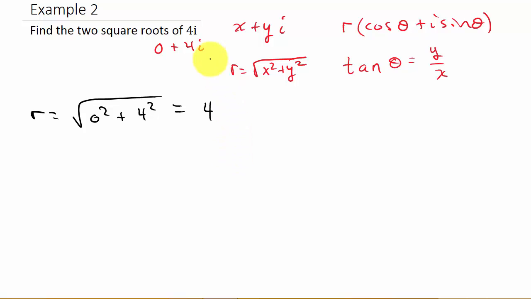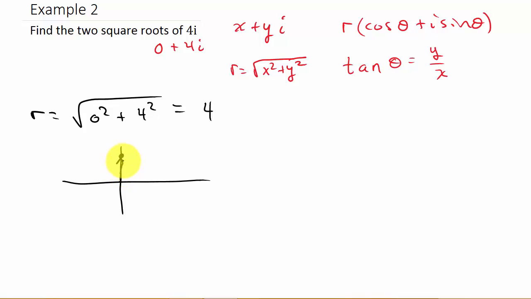But what we can do is graph it. Remember, this is the real axis, this is the imaginary axis, this is the real part, this is the imaginary part. So I'm at 0, 4. The real part is 0, the imaginary part is 4, so we're right there.